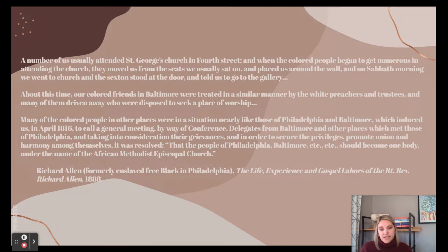A number of us usually attended St. George's Church in 4th Street, and when the colored people began to get numerous in attending church, they moved us from the seats we usually sat on and placed us around the wall. And on Sabbath morning, we went to church, and the sexton stood at the door and told us to go to the gallery. About this time, our colored friends in Baltimore were treated in a similar way by the white preachers and trustees, and many of them were driven away who were disposed to seek a place of worship. Many of the colored people in other places were in a situation nearly like those of Philadelphia and Baltimore, which induced us in April 1816 to call a general meeting by way of conference.